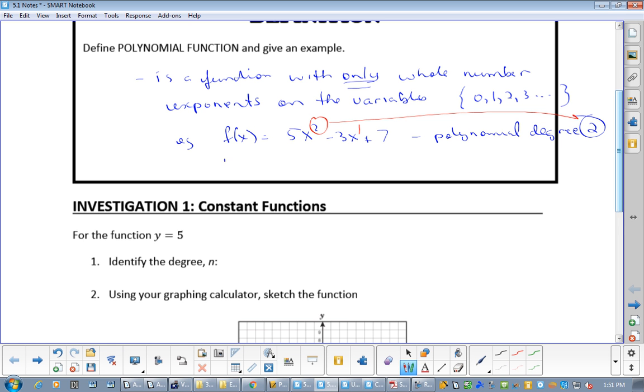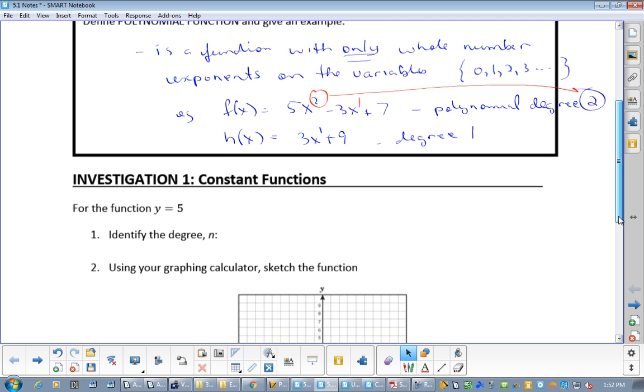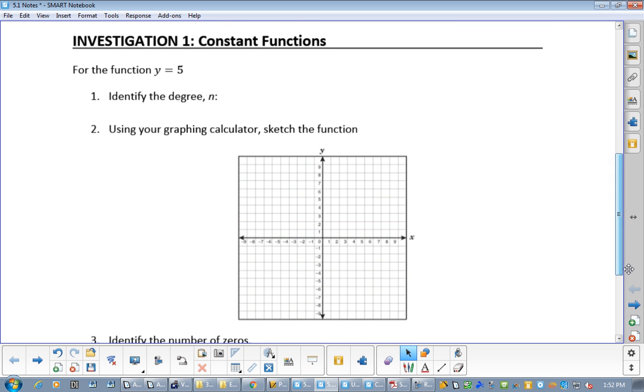Now you could have this. H of x is 3x plus 9. What degree is that polynomial? What's the biggest exponent? A 1. It's degree 1. Okay. So that's just what a polynomial is. We're just going to be doing 5x cubed and all that stuff.